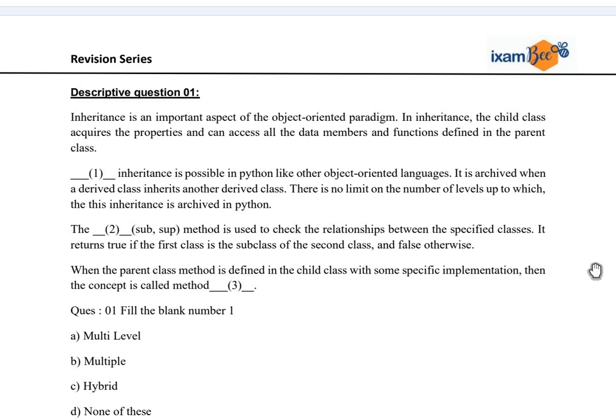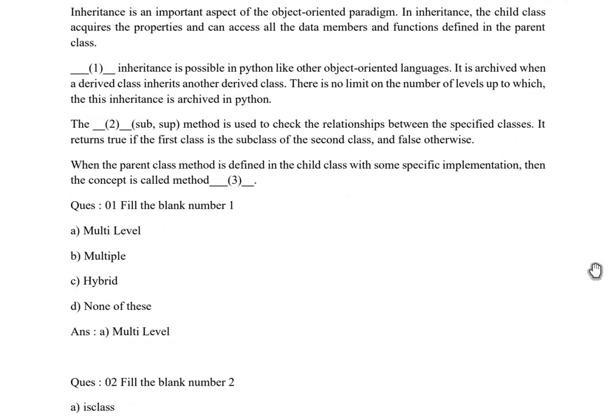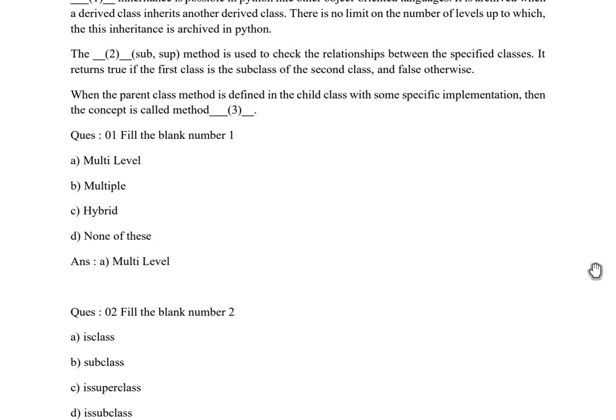So definitely there is a method that has to be filled in the area 2. It returns true if the first class is the subclass of the second class and otherwise false. So definitely when two classes are correlated to each other, they can be either parent or child relation because it is again inheritance. So we have to see what this second particular blank will be good to fill with.